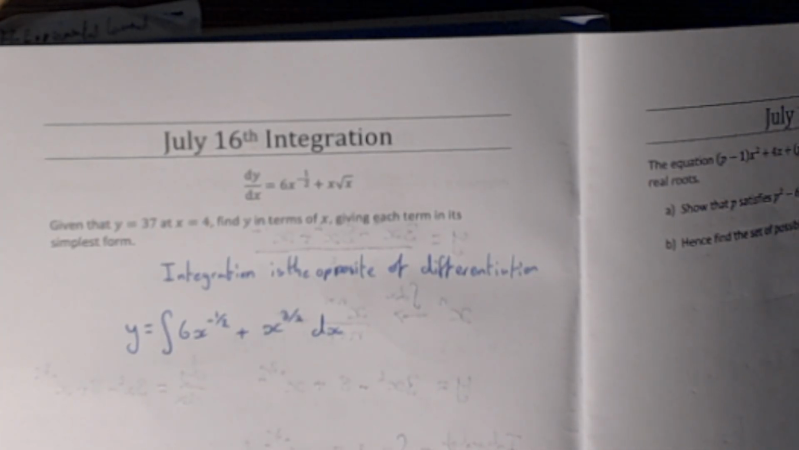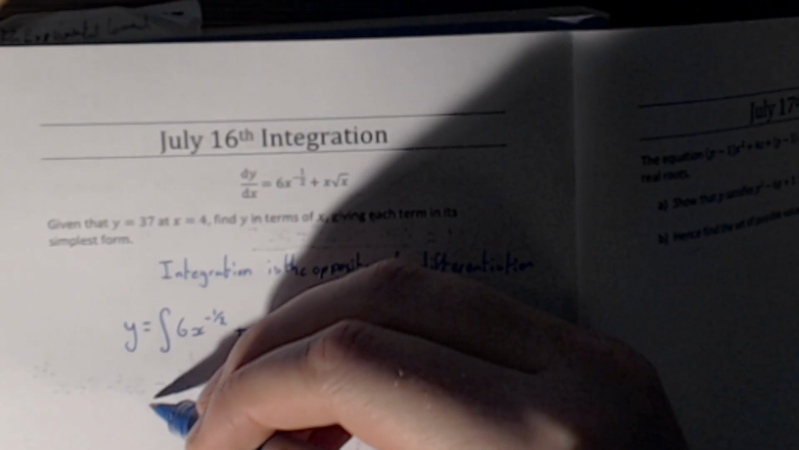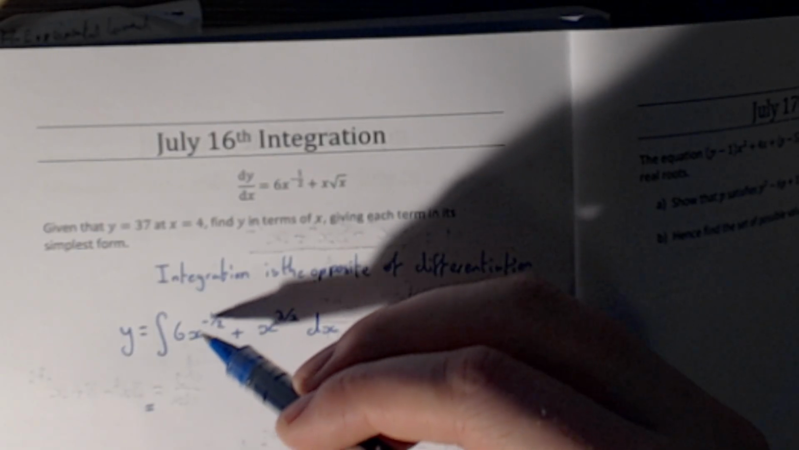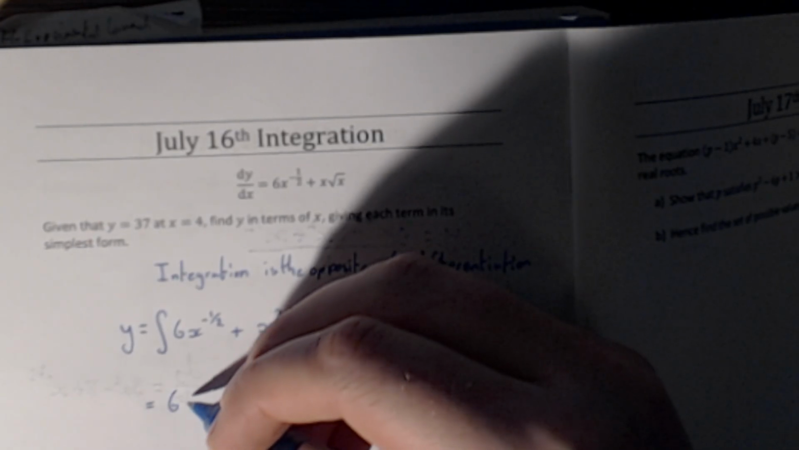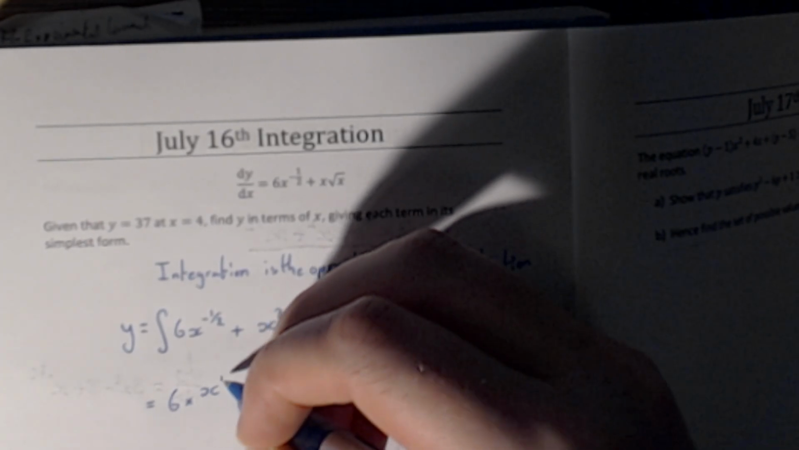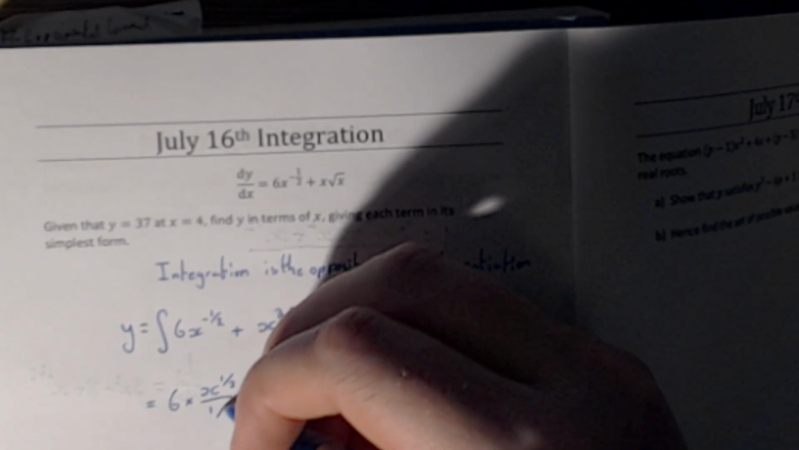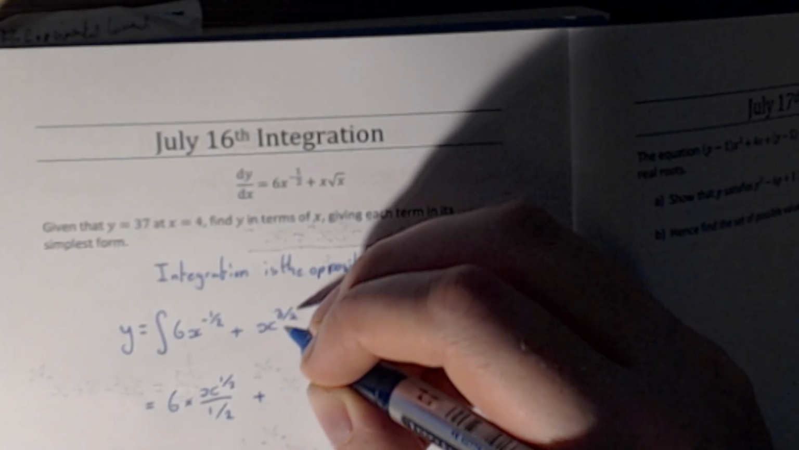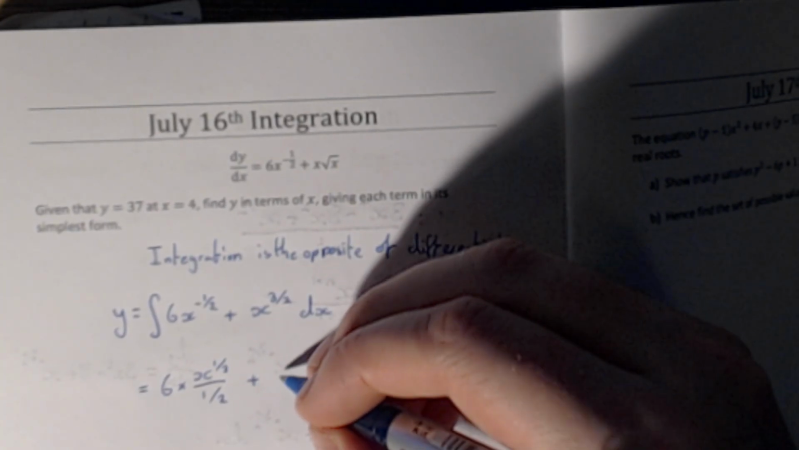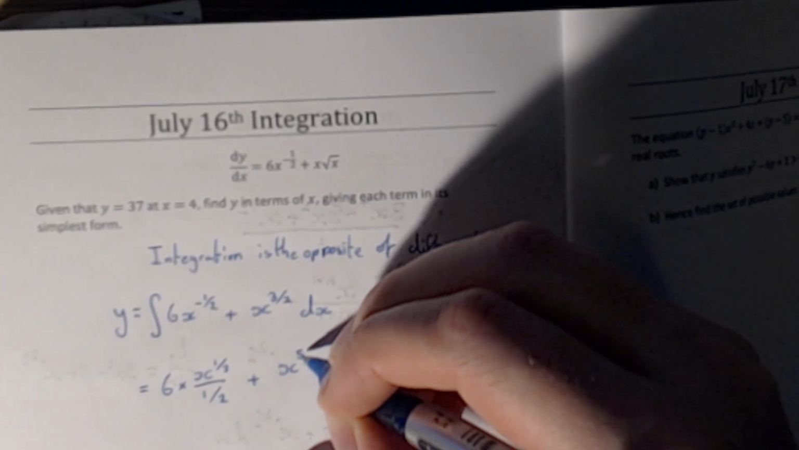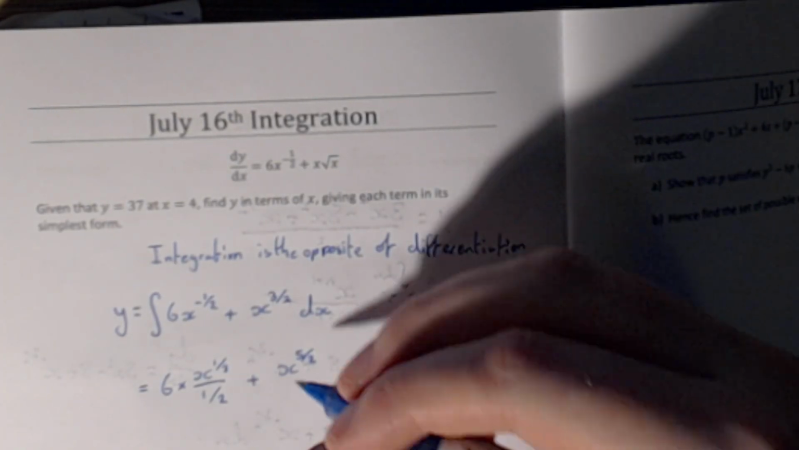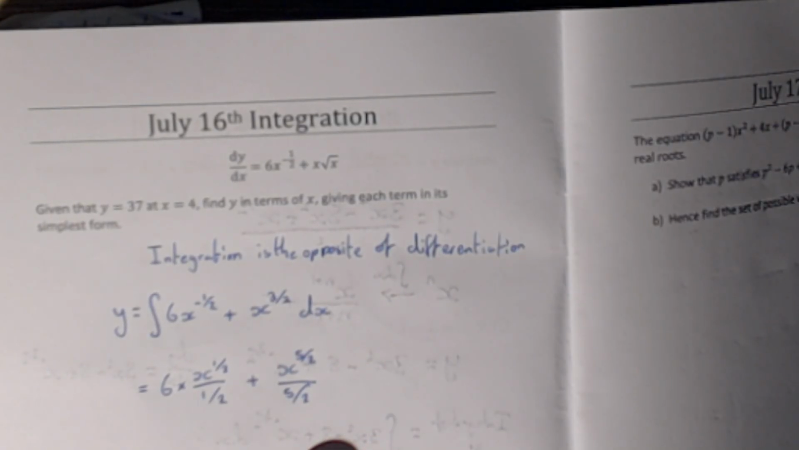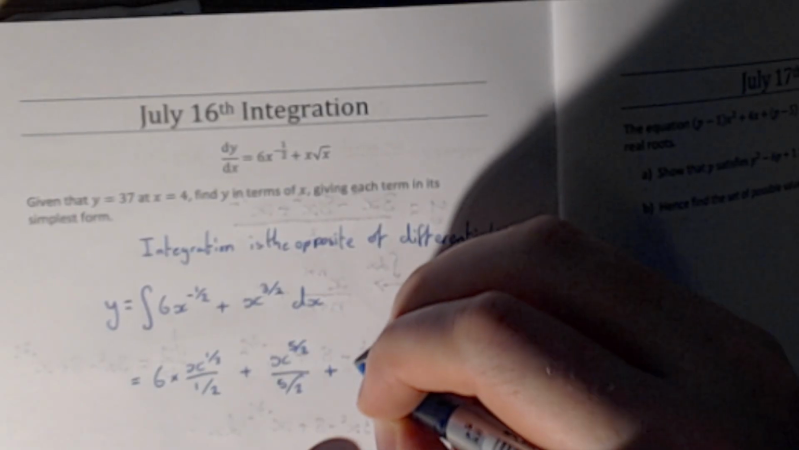Okay, now let's do this integral and see what we get. So we're going to add 1 to the power of x. So this is going to become 6 times x to the power of a half, and we'll divide it by that new power of a half. And then we'll raise the power here by 1, so we get x to the power of 5 divided by 2, so that's 3 over 2 plus 1, and divide that by 5 divided by 2. And we mustn't forget to add c at the end.